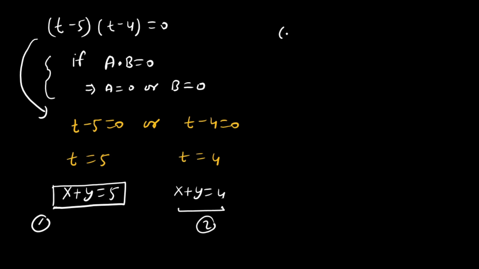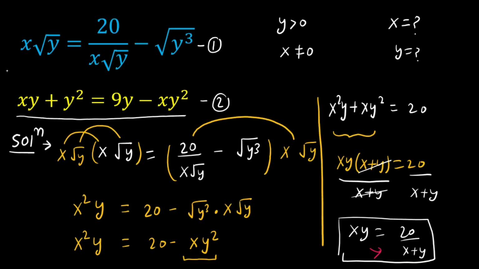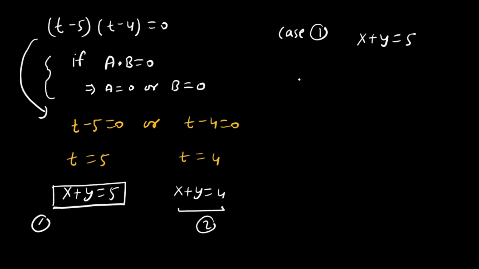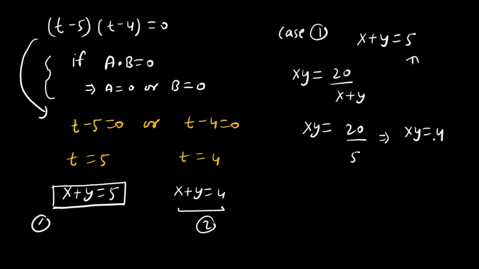Case first, x plus y is equal to 5, and we know that x times y is equal to 20 over x plus y. Then x times y is equal to 20 over x plus y, which is replaced by 5. Then 20 over 5 implies x times y is equal to 4. Now we have x plus y equal to 5 and x times y equal to 4.